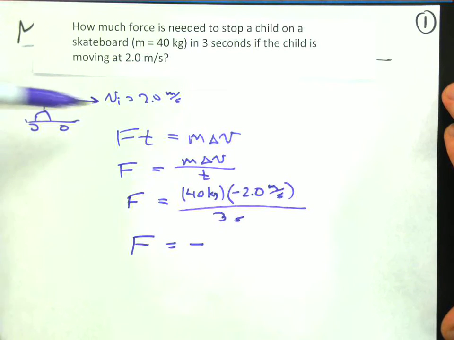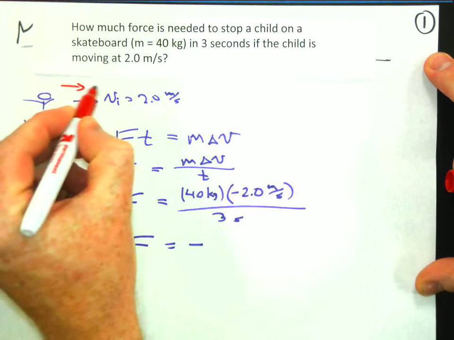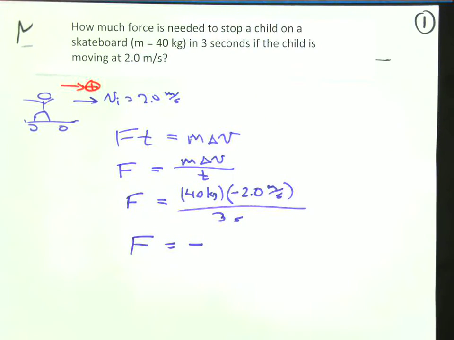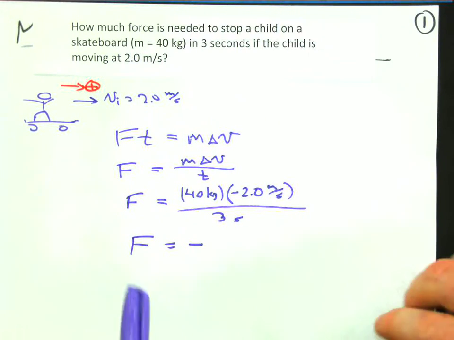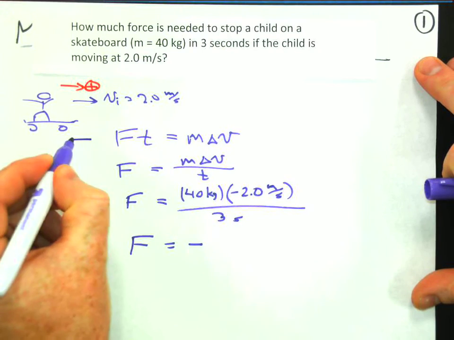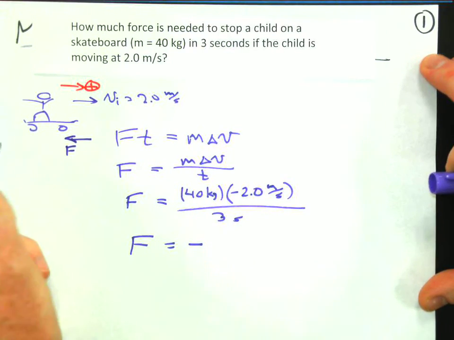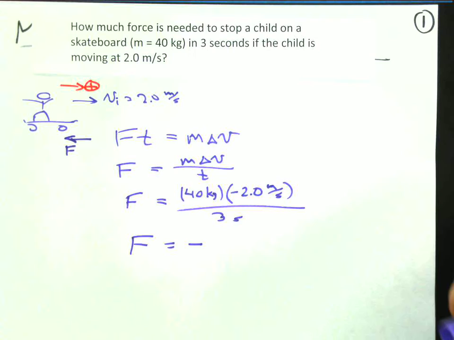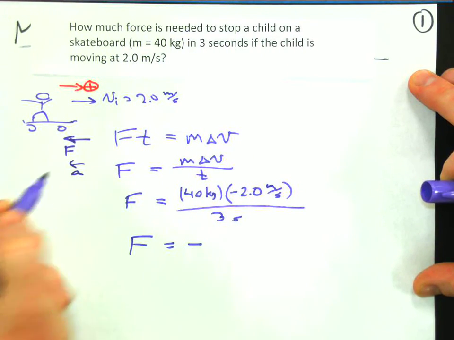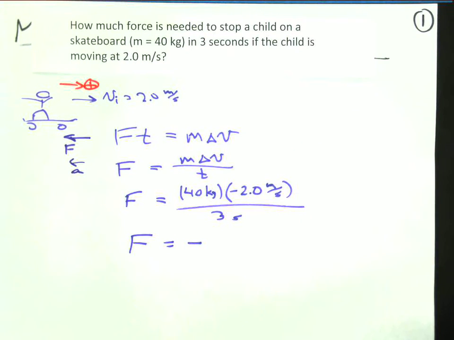According to this information, the positive direction is off to the right. So there's our coordinate system right there. And so this force to stop the child has to be a force acting in the negative direction. There's our force, and that will produce the negative delta v to stop it. That makes a lot of sense. The acceleration will also be in that direction, and that jives. That should take you way back to some pretty basic physics from first semester.